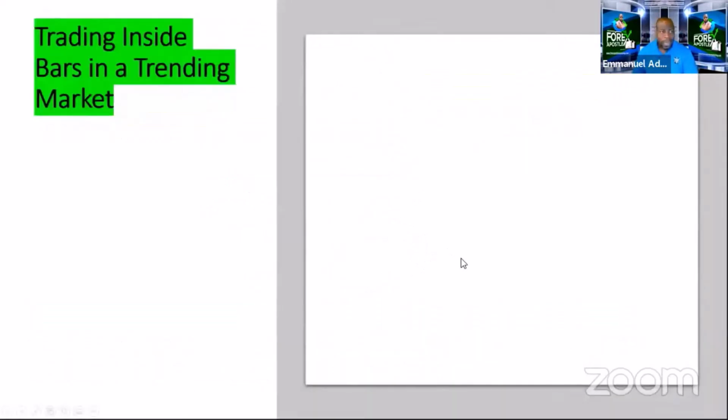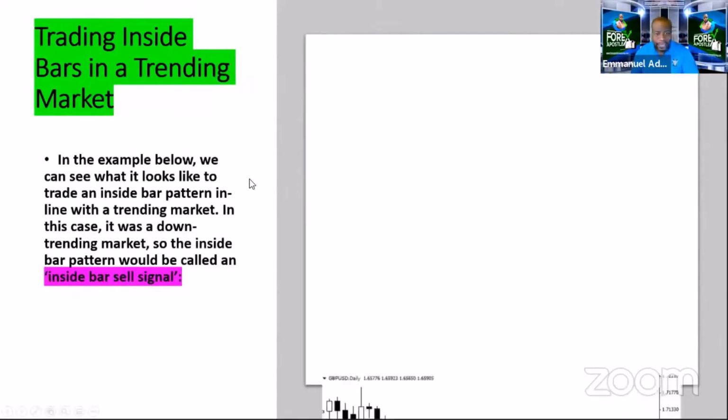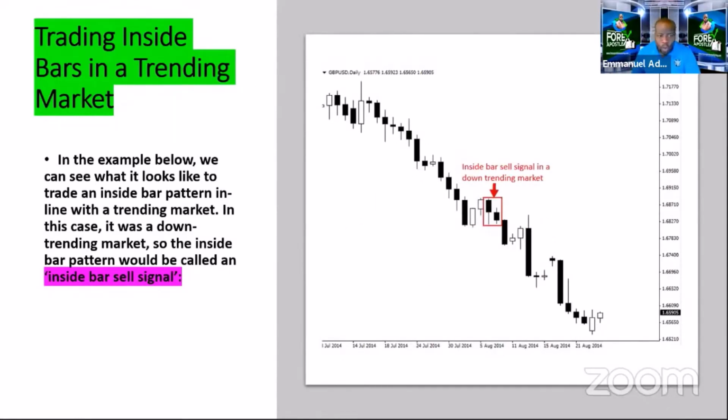Let's continue. Let's take a look at some example trading inside bars in a trending market. In this example, we can see what it looks like to trade an inside bar pattern in line with the trending market. In this case, it was a downtrend market, so the inside bar pattern will be called an inside bar sell signal. The trend is down. Right there, you see the mother bar, you see the inside bar. So what do we do? We put our sell stop right below the mother bar, the stop loss right above the mother bar. Then you can measure from this to this, and that will be your take profit.